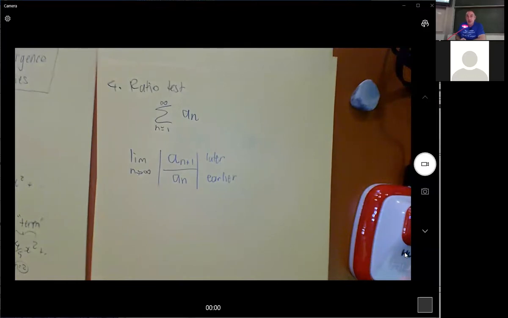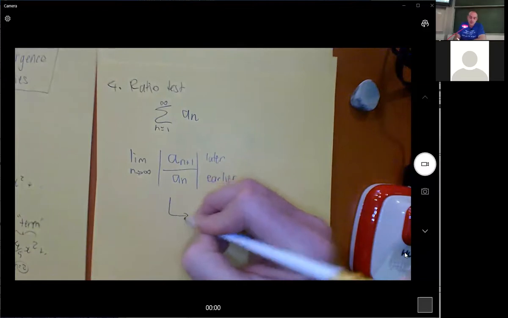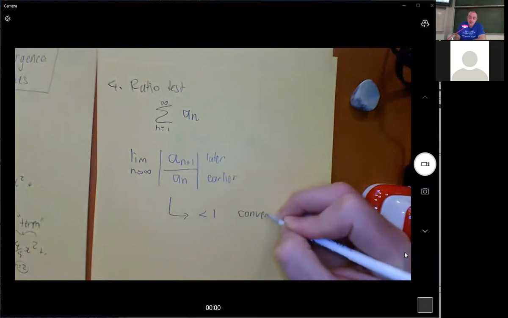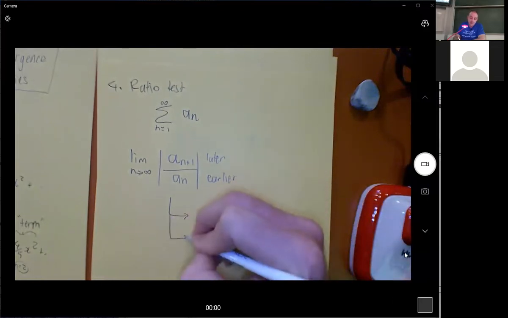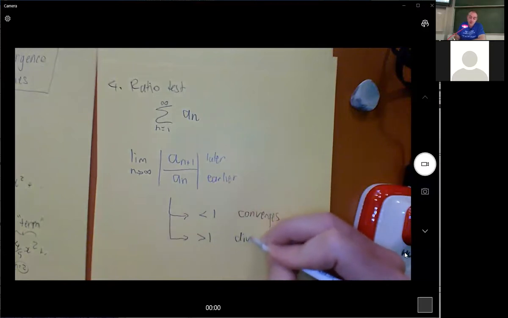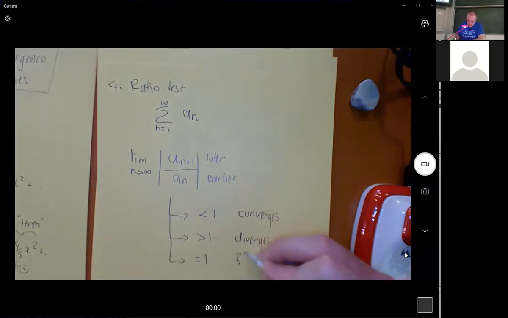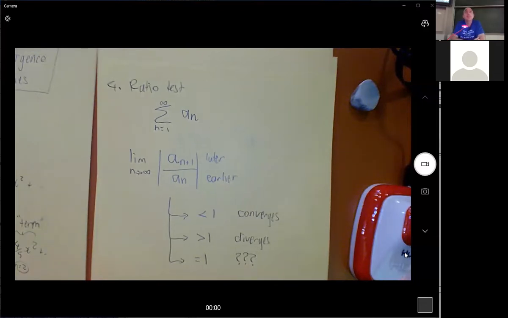that calculation, if this calculation comes out to be less than 1, then the series converges. If this calculation comes out to be greater than 1, then the series diverges. And if this calculation comes out to be equal to 1, then nobody knows. So I call it the test failing, but the test failing doesn't mean it diverges. It means the test fails to produce an answer at all. If the test fails, you have to use a different test.